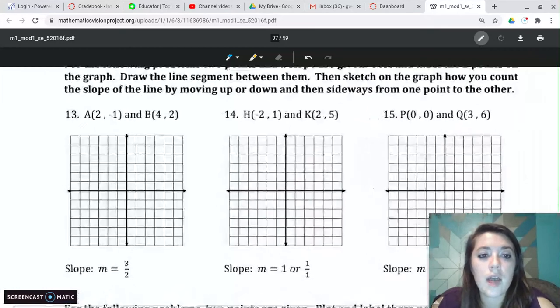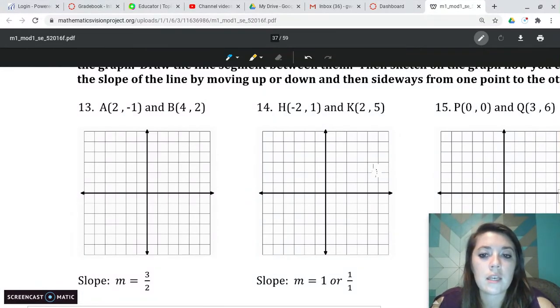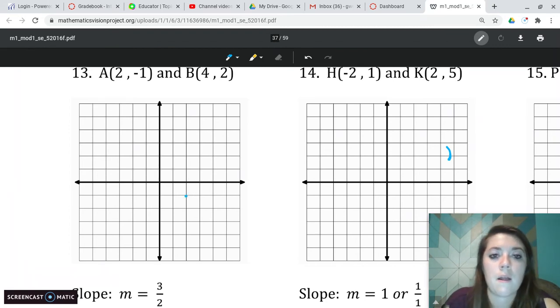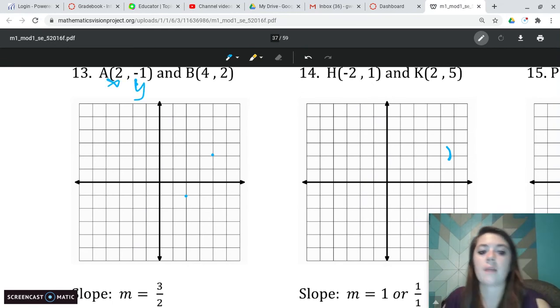So we are going to look at number 13. So we have the point 2, negative 1. So we go over 2 to the right and then down 1. So there is A. Then we have B is 4, so 1, 2, 3, 4, and then up 2. Remember, when we have ordered pairs, first term is always X, second term is always Y.